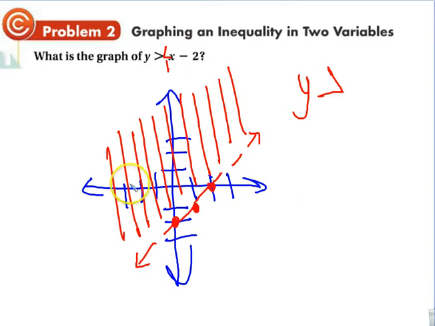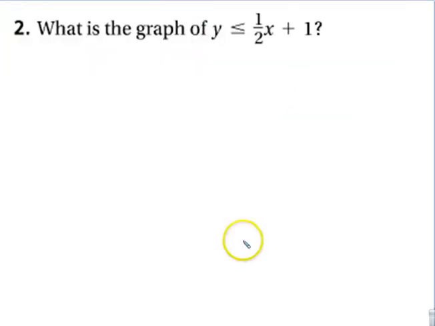Now here's why. This shaded region also contains answers to this inequality. So if I pick this point right here, which is 0,3, and I plug it in, it works. If I go over here to this point right here, -3, 0, and I plug it in, it works. So everything up here also works. So this is about shading. Okay, let me show you another one.